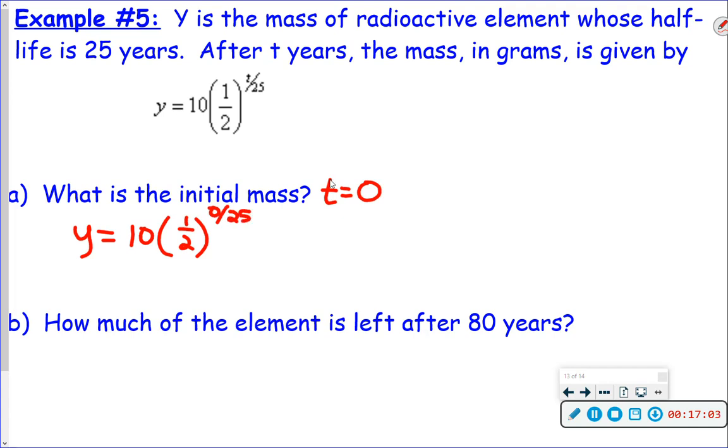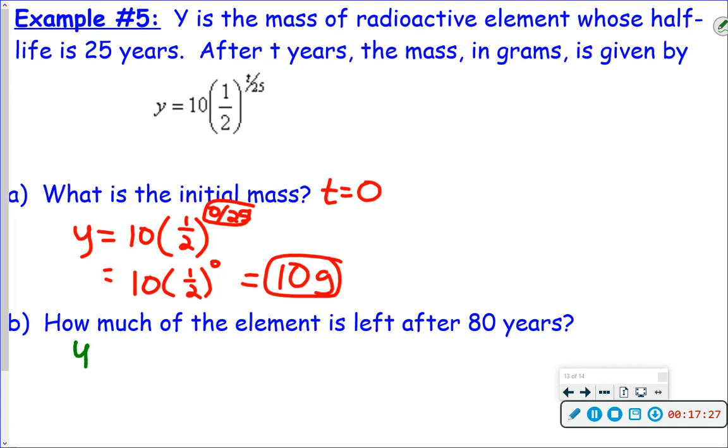Now, you are welcome to type that right into your calculator, although we should be able to do a little mental math here. 0 over 25 is 0. Anything to the 0 power, 1/2 to the 0 power is 1. 1 times 10, 10. We are in grams. You would get that same answer if you punched that in your calculator. How much of the element is left after 80 years? Okay, this one I've got to use the calculator for.